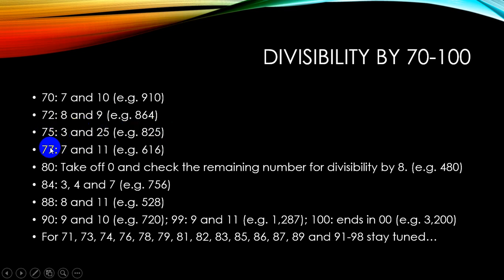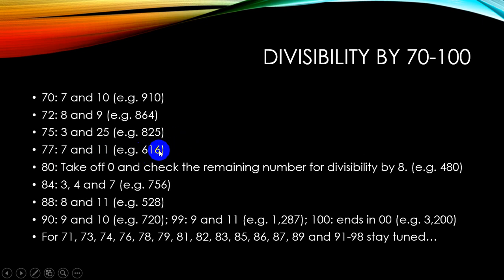For 77, you look for divisibility by 7 and 11. A little more complicated, but 616. So for 7, you break off the 6, so 616 becomes 61 and 6. For 7, you double the 6. That gives you 12, and 12 subtracted from 61 gives you 49. That's a multiple of 7, 7 squared, or 7 times 7.